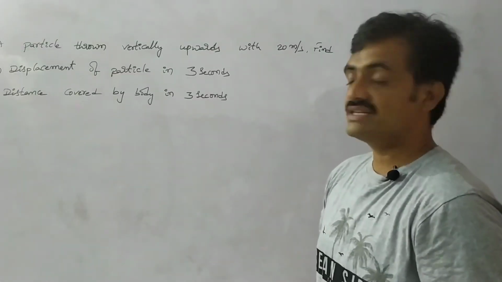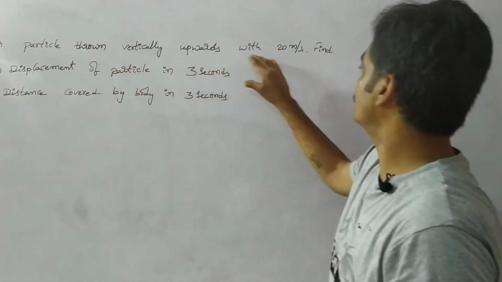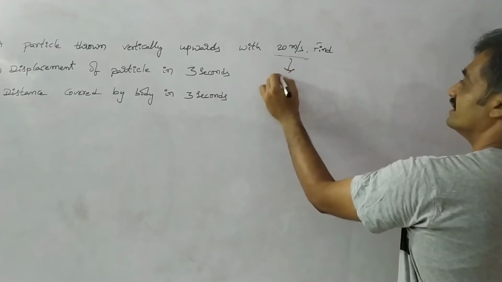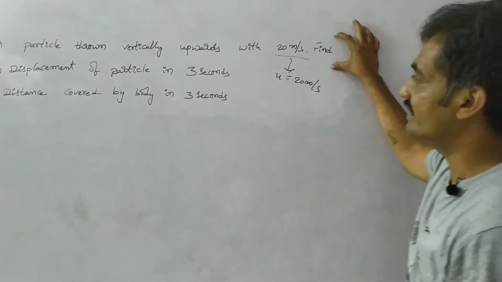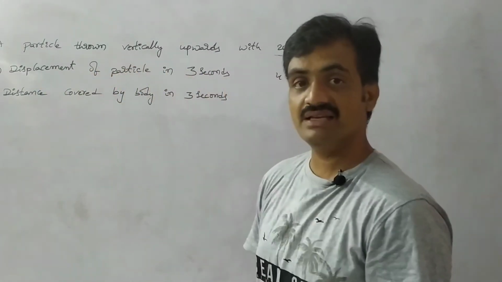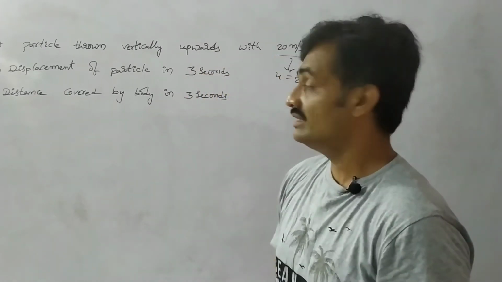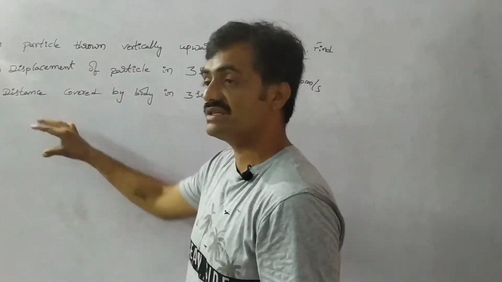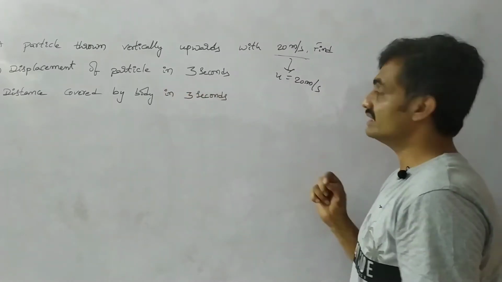The next problem is a particle thrown vertically upwards with 20 meter per second. So here the initial velocity is 20 meter per second. Now we have to find the displacement of the particle in 3 seconds, as well as the distance covered by the body in 3 seconds. Here we can easily find the displacement, but to find the distance, it's a lengthy process. First of all, let us find the displacement.